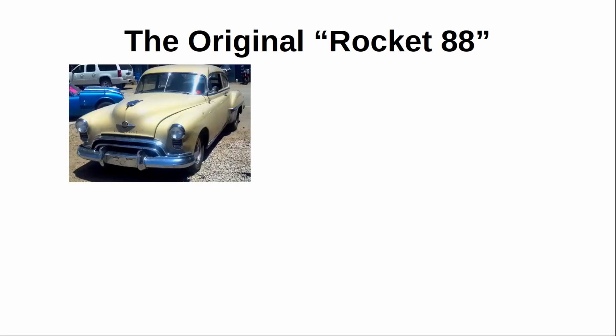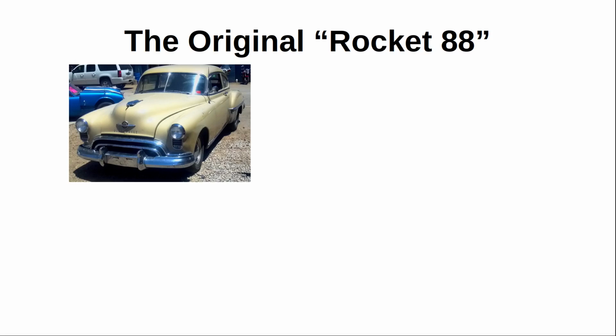There's a story to it. Originally, the Rocket 88 referred to an Oldsmobile, and it had a V8 engine that Oldsmobile and the GM overlords there called the Rocket, because it was supposed to be a fast V8 engine to put in what was at that point a mid-sized car. And it became very popular.